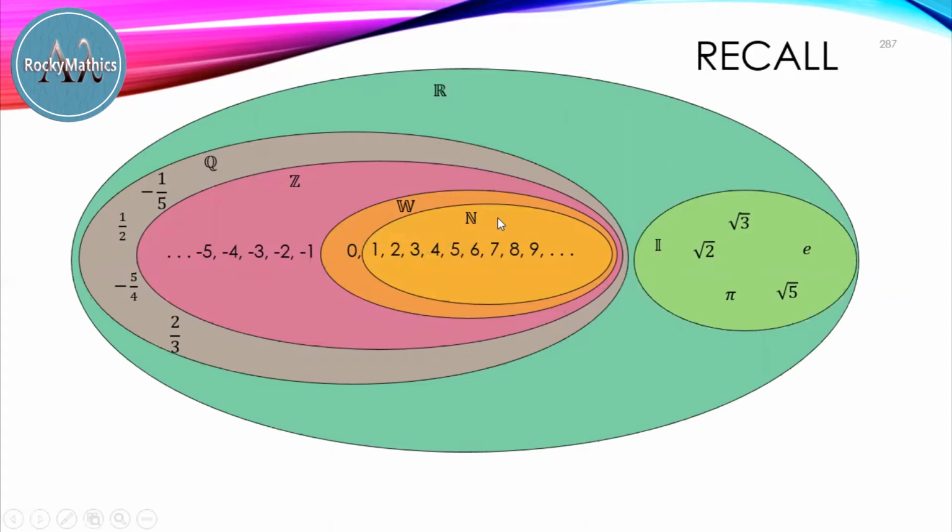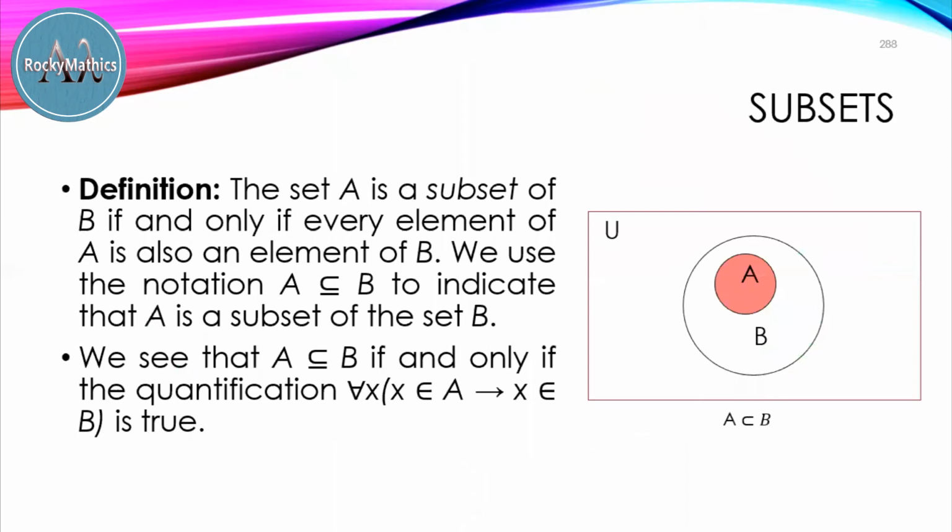Now, we will not be dealing with the types of sets of numbers and their examples again, but I show you this because our topic for today is about subsets. Okay, now what is a subset? Definition: the set A is a subset of B if and only if every element of A is also an element of B. Then we use this notation to indicate that A is a subset of the set B.